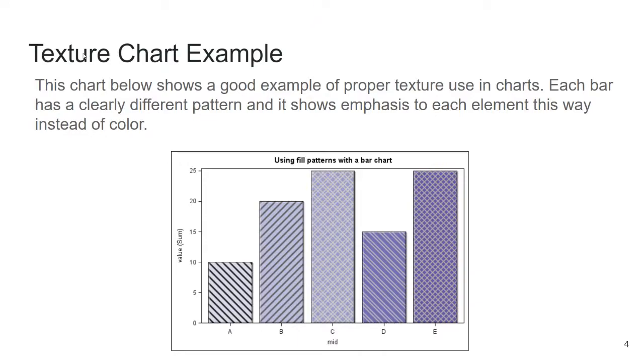And then there's also the texture chart example. I was referring to using textures as a way to highlight stuff. This is a good example of using that. You can see each pattern is clearly different from the other. So if you were to take this in grayscale, they would all look unique, which is what you want.